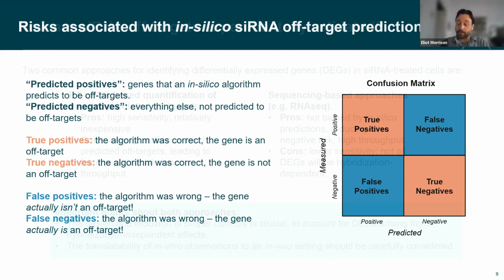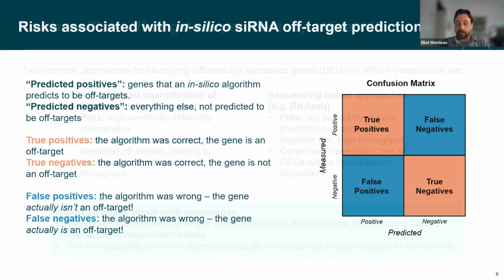So you don't want a false positive rate that's too high, because you may kick out some very good candidates in your in silico design stage. Perhaps even more important are the false negatives, and these are essentially the blind spots of the algorithm, where the algorithm says gene A is not going to be an off-target. You do the experiment, and in fact, it is an off-target. And I think it's self-evident why this is such a critical thing to keep an eye on.